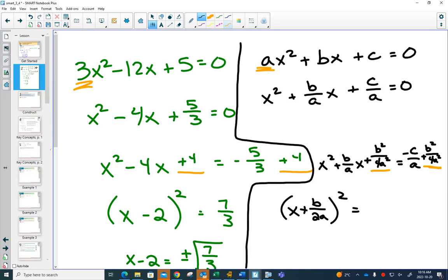I have 2 fractions here. I had 2 fractions here. What did I have to do? I needed a common denominator to add them. Can you see that the common denominator would be 4a squared? And I would have to multiply this one by 4a and 4a to get that 4a squared. So I would get a negative 4ac plus b squared in my numerator.